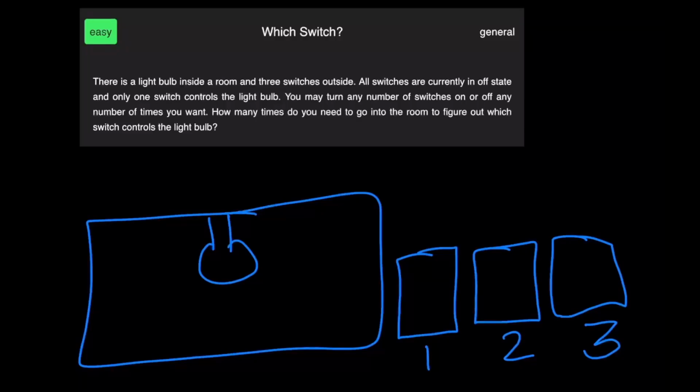Today we're doing the problem Which Switch. This is an easy problem. This is another problem from the Brainstellar series. So I'll let you guys go over it.